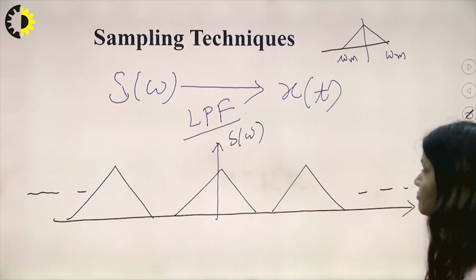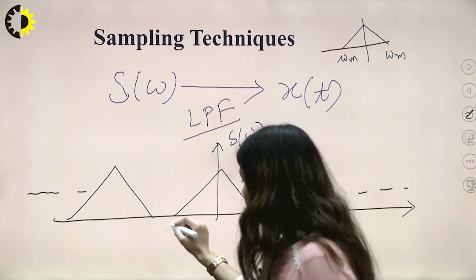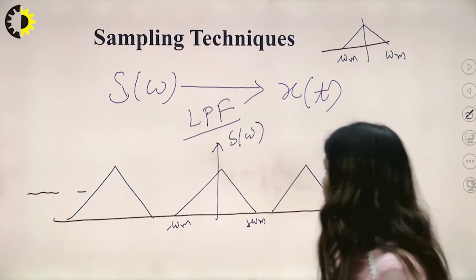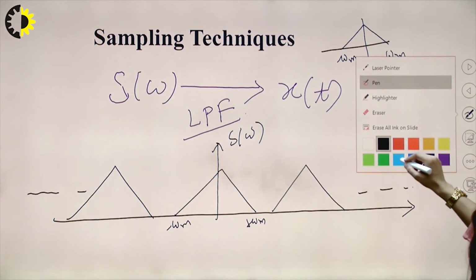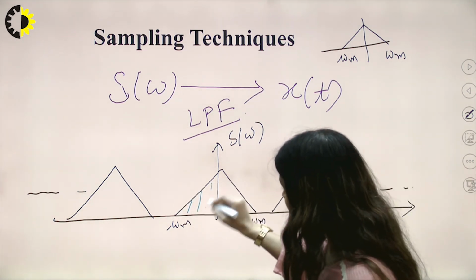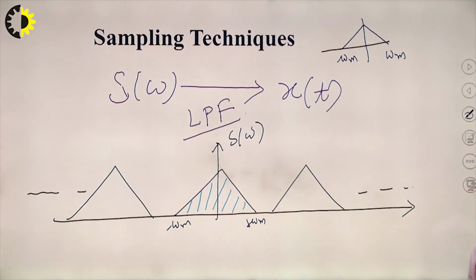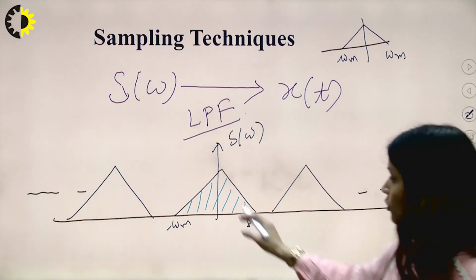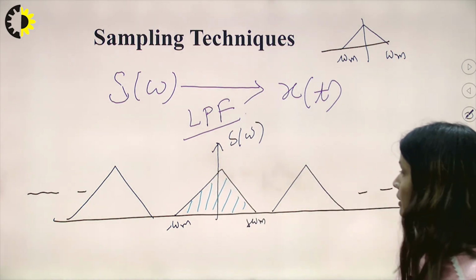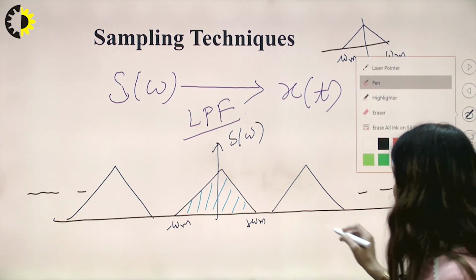Here it is minus omega m and this is plus omega m. So what I will do, I am interested only in this part. I want to get back this part only, right? If I want to get back this shaded part, then I must select a low pass filter.